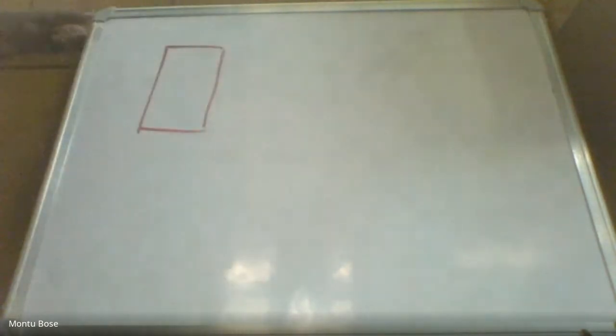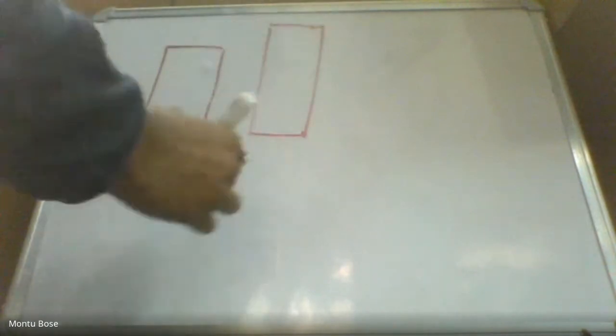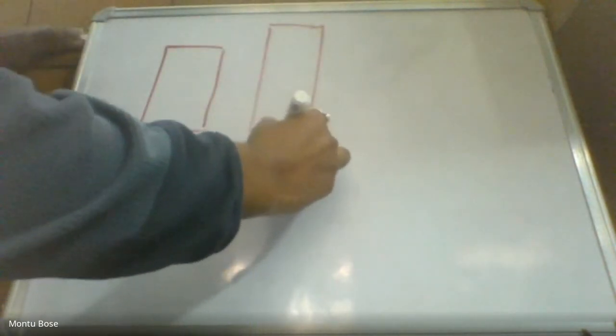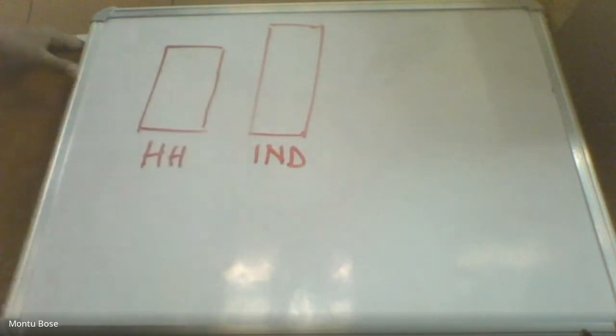I'm starting with a very simple example of household level data and individual level data. Suppose you have a record of households in a particular file, and those people who are living in those households, you have this information in a separate file, which is the individual level file. So this is our individual level data, and this is our household level data.